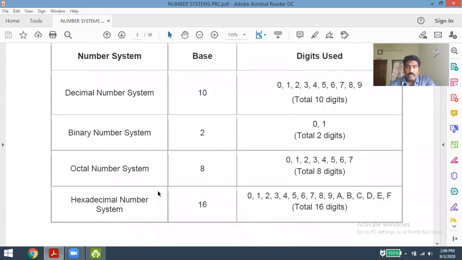And in the hexadecimal system, we have 16 digits, that is 0 to F. The values are 0, 1, 2, 3, 4, 5, 6, 7, 8, 9, and in place of 10 we represent 10 as A and 11 as B, and so on until 15. That is 0 to 15 in the hexadecimal numbers, 0 to 7 in the octal numbers, 0 and 1 for the binary, and 0 to 9 for the decimal number system. So these are the four types of number systems we have.